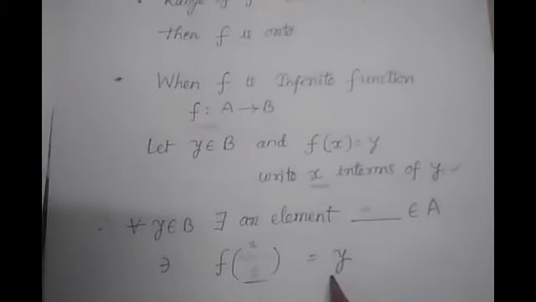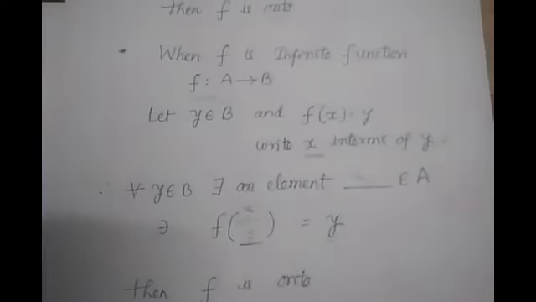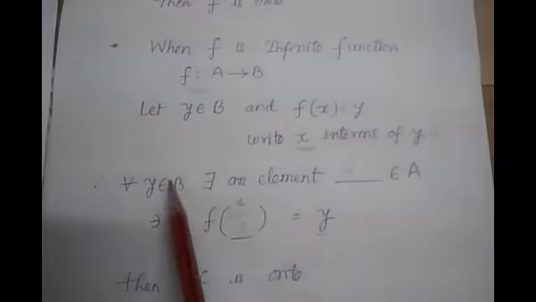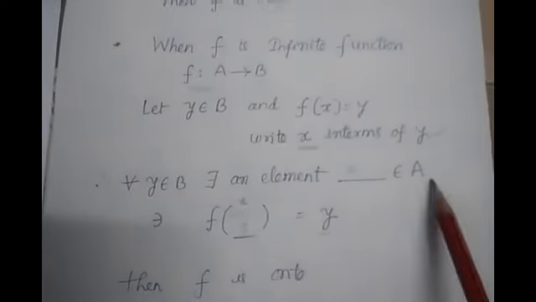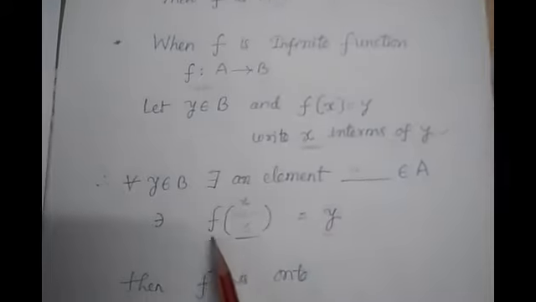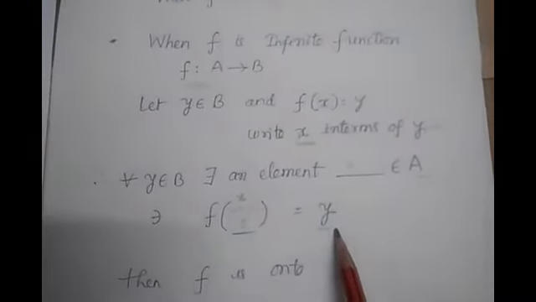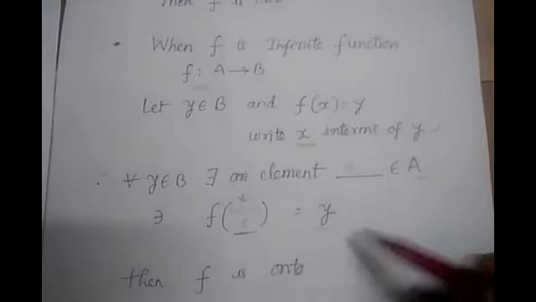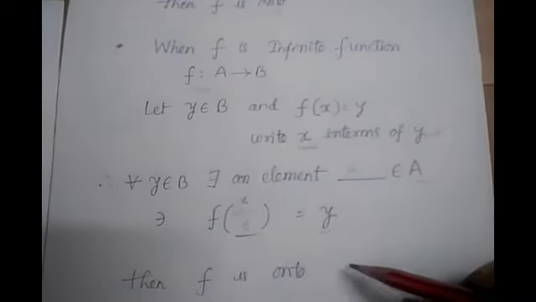If you get y, then we can say that f is an onto function. If you take an element y from the codomain, there exists an element in the domain such that f of x is equal to y. If you prove this, we can say f is an onto function.